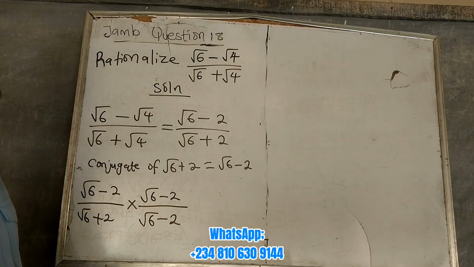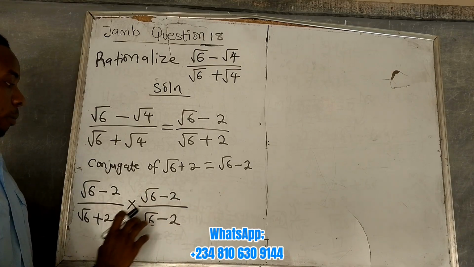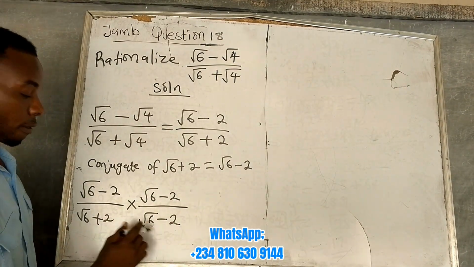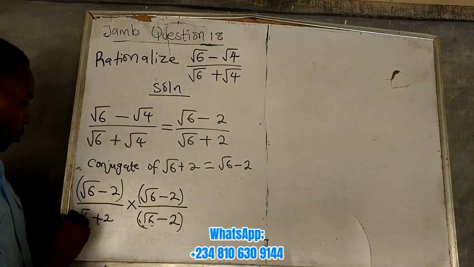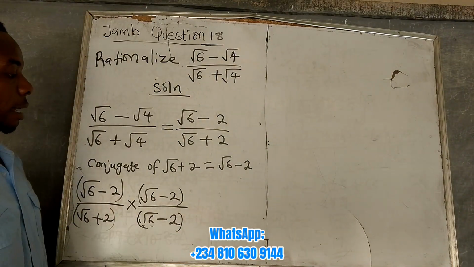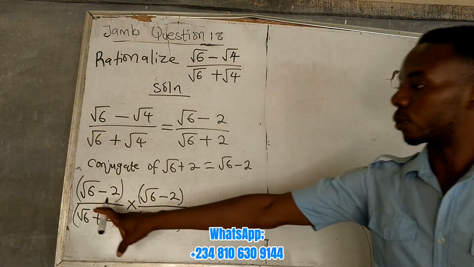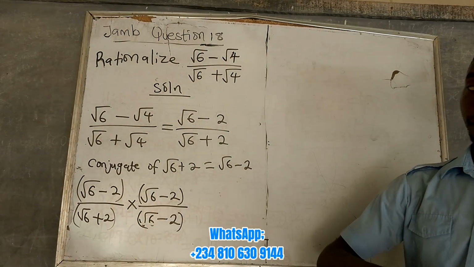Now the next thing you should do is to break this thing down. You multiply them. Now remember that everything here is multiplying everything here. Let me put this in bracket so that it's more understandable. Everything here multiplies everything here, everything here multiplies everything here. Now, let's go.